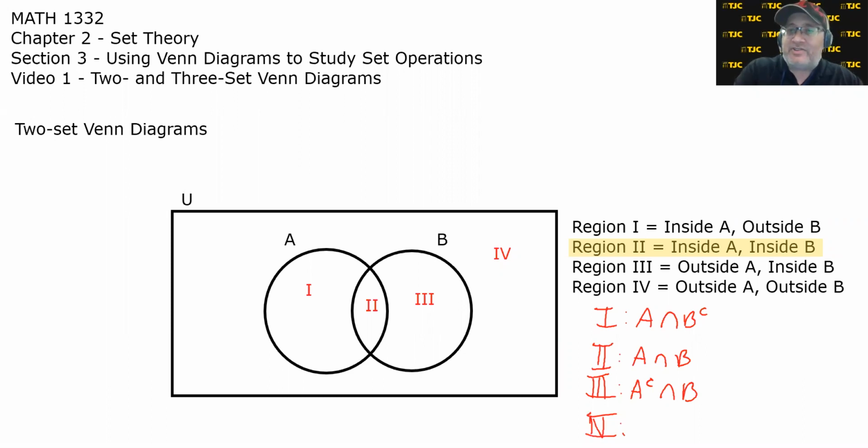All right, so anyway, what's region 4? Well, region 4 is outside of A and outside of B, which means region 4 belongs to the complement of A, and I'm sorry, I'm using C for complement, not apostrophes, and the complement of B. Let me fix all these complements.